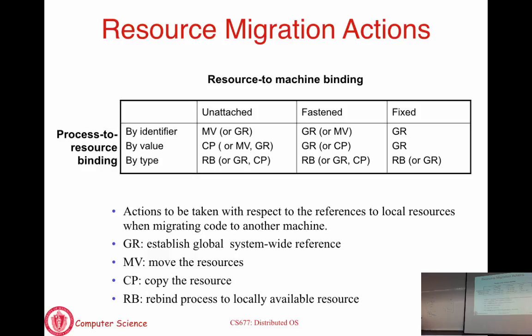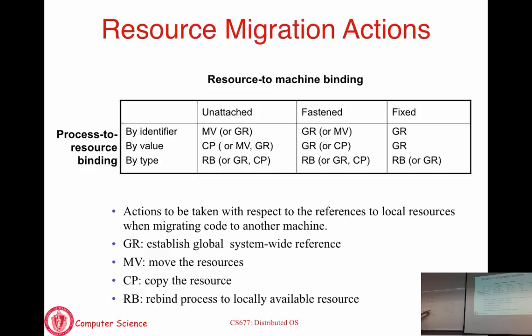So what does global reference mean? It means provide remote access. Now somehow this process needs remote access to that socket which it left behind. The socket didn't move. The socket cannot move. The socket is tied to the machine. So you have to provide remote access to this socket.